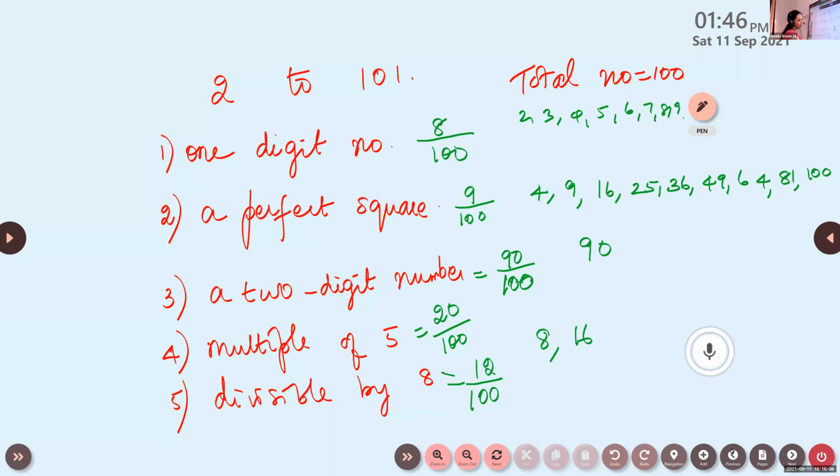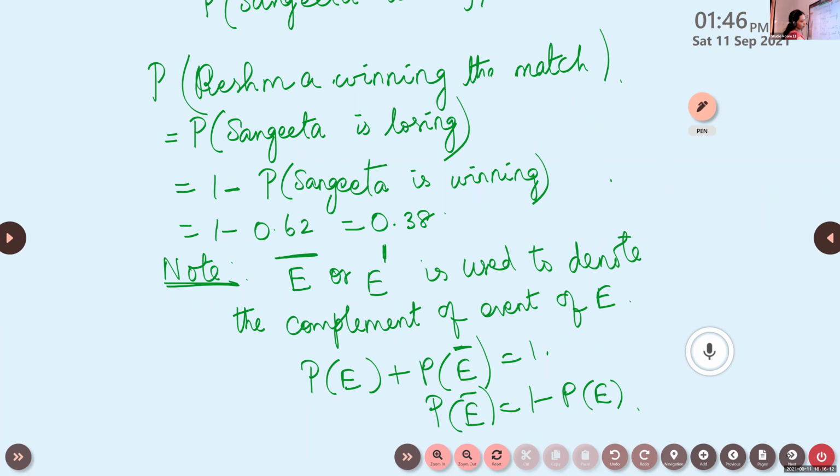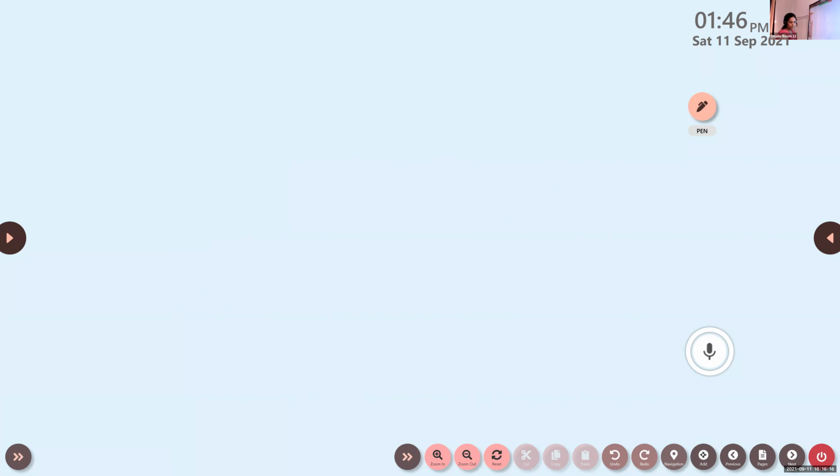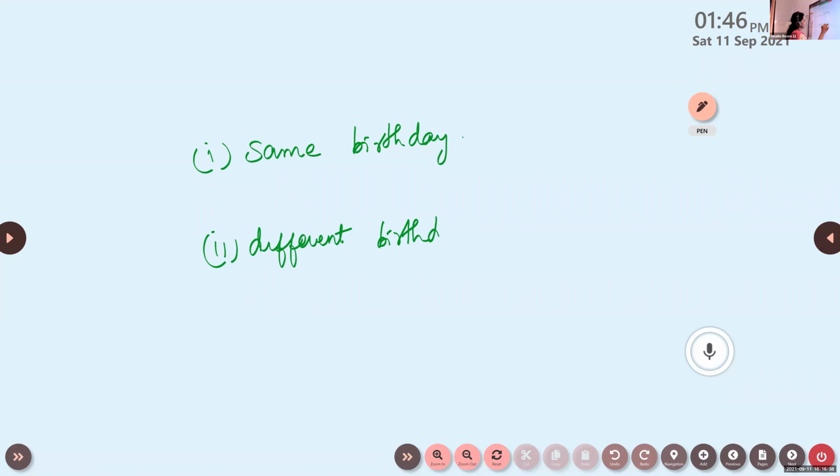Write the question. Ravi and Hari are friends. What is the probability that both will have, first one, same birthday. Second one, different birthday.